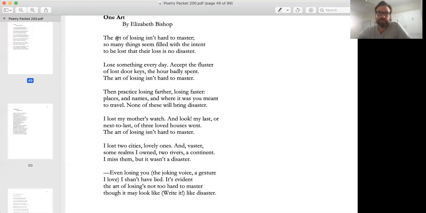And of course, the same thing here is the word art being connected with the word losing, right? So art of losing really stands out. It's like, what is that? I don't really know what she means by that yet, but I'm curious about that. And I'm going to explore that in my reading of the poem when I return with this one.